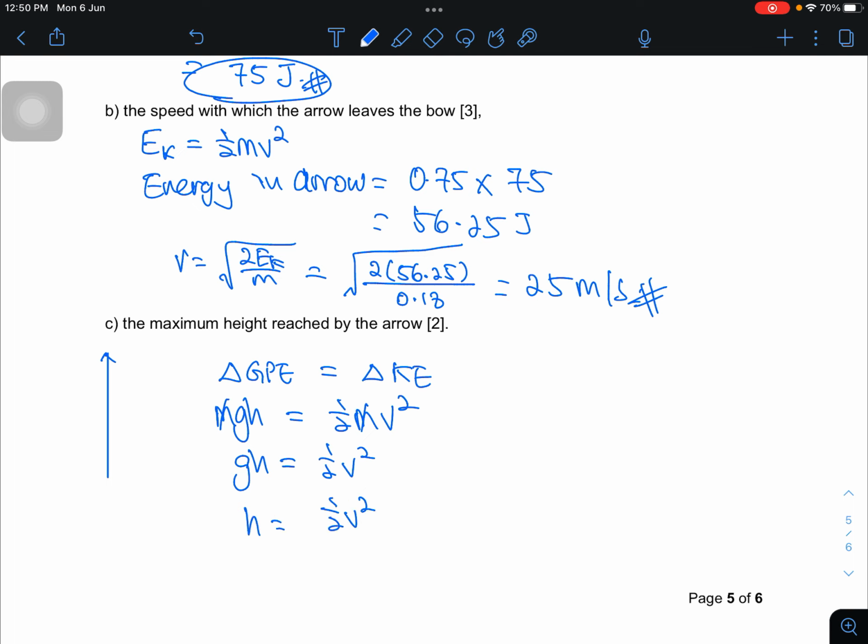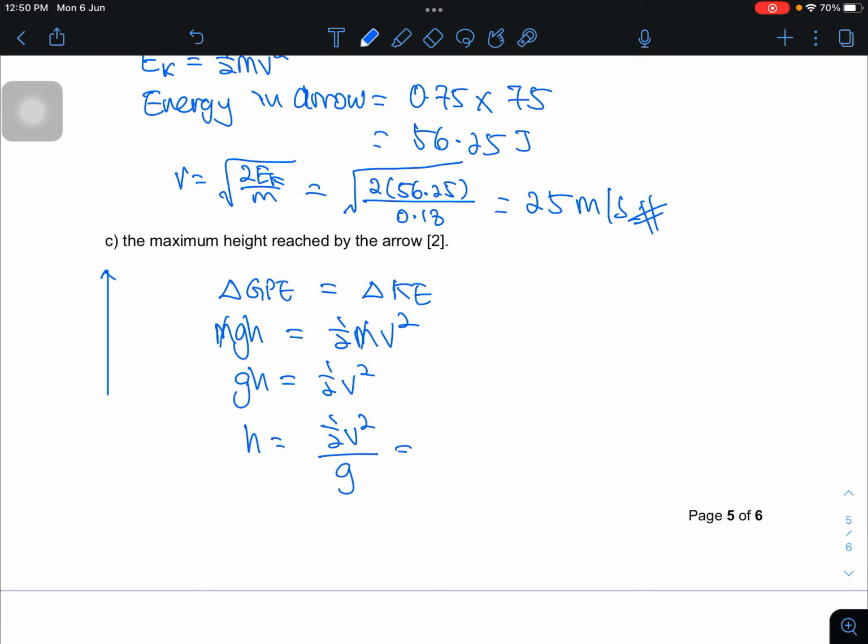Half v square over, maybe writing this way is a little more familiar to some of you. But of course, you can also put it as v square over 2g. It's the same thing. Okay? So, put all the numbers in.